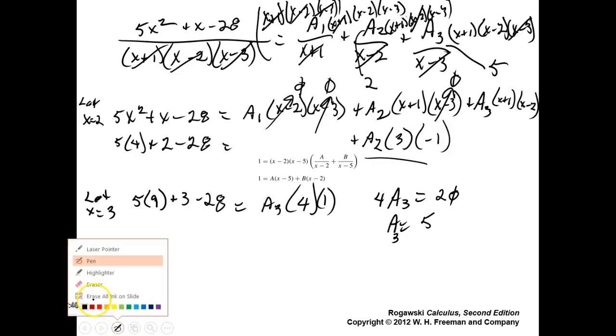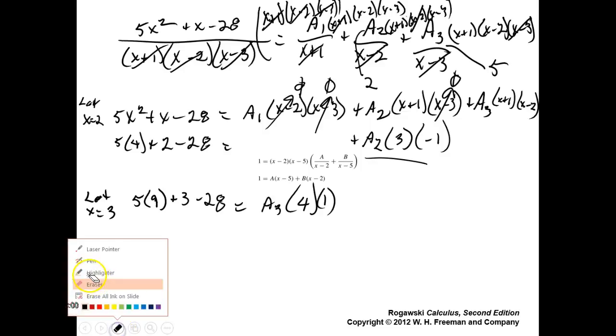Okay. I'm going to erase just a little bit here because I've already written it down. It's not erasing. It's driving me nuts. There we go. Finally. All right.